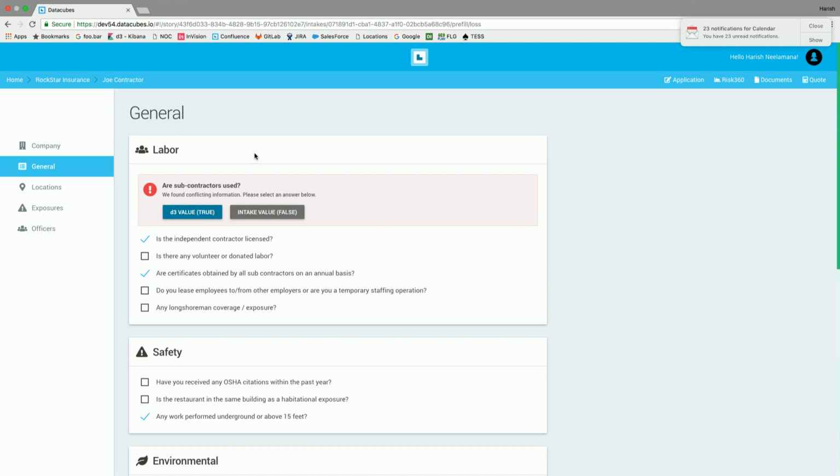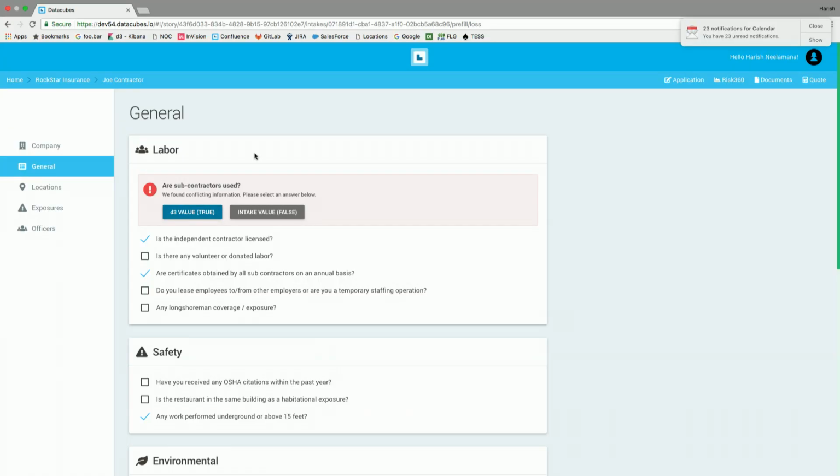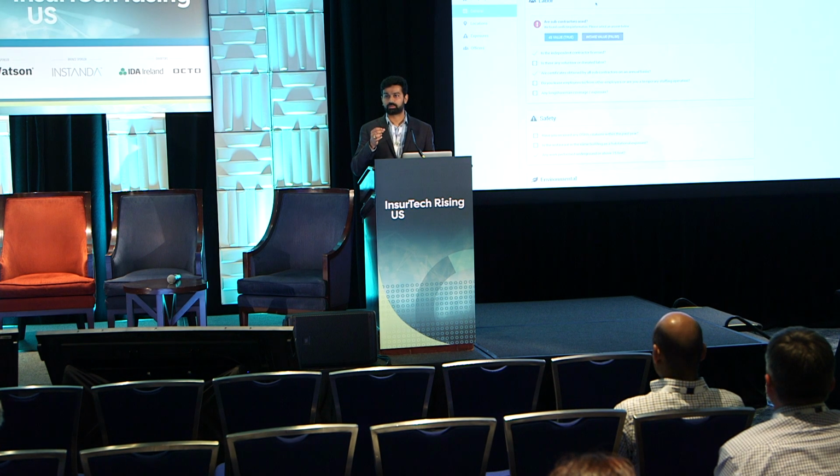So what we're trying to do here is look at the external data, compare it with the application if one's available, and actually cross-check and see if, as an underwriter, you can see if there are signals that allow you to make a better underwriting decision, right? So in this example, what we did was we looked at the application, and the applicant or the agent had informed us saying that they don't use subcontractors. Our external data analysis actually says they do use subcontractors.